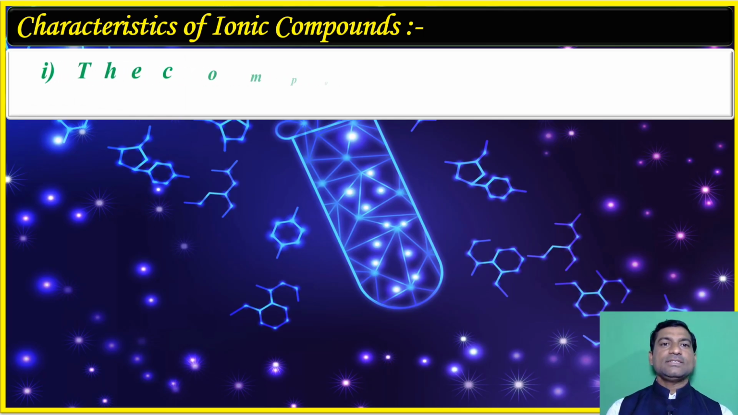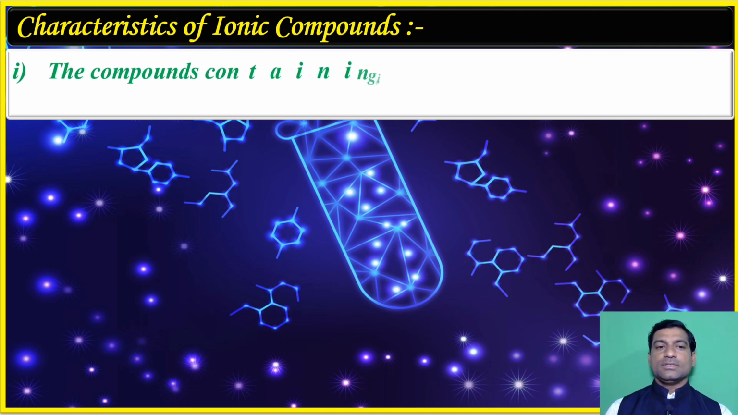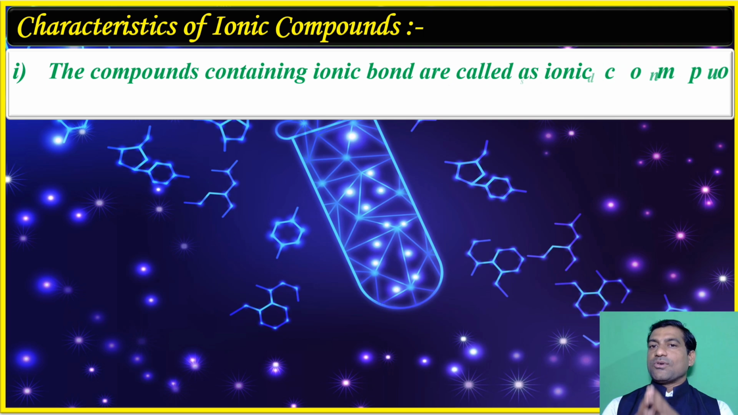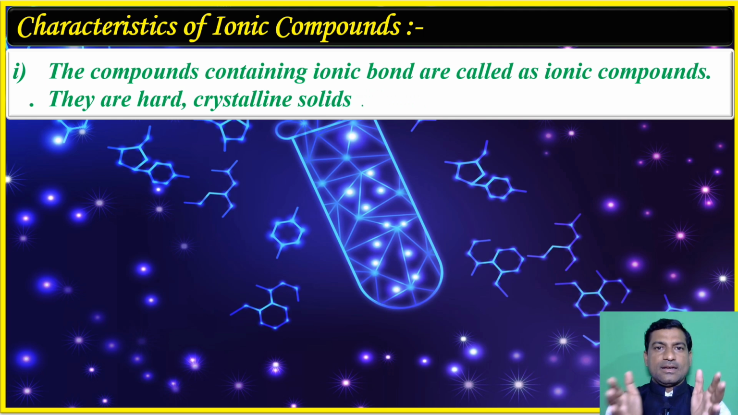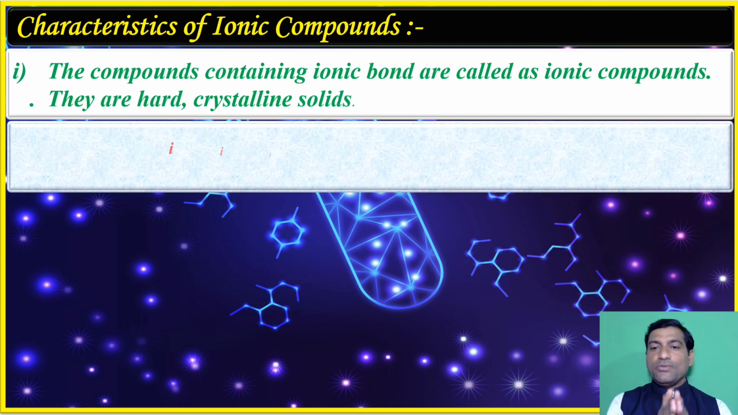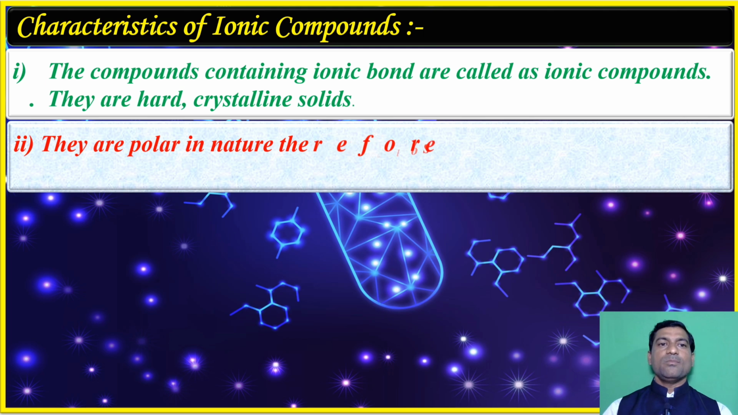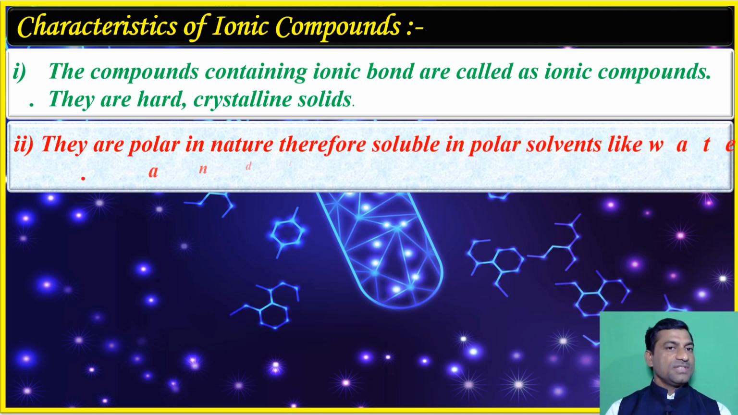The characteristics of ionic compounds: the compounds containing ionic bonds are called ionic compounds. So, the compound which contains the ionic bond, that compound is called an ionic compound. They are hard and crystalline solids. Ionic compounds are hard and crystalline solids.